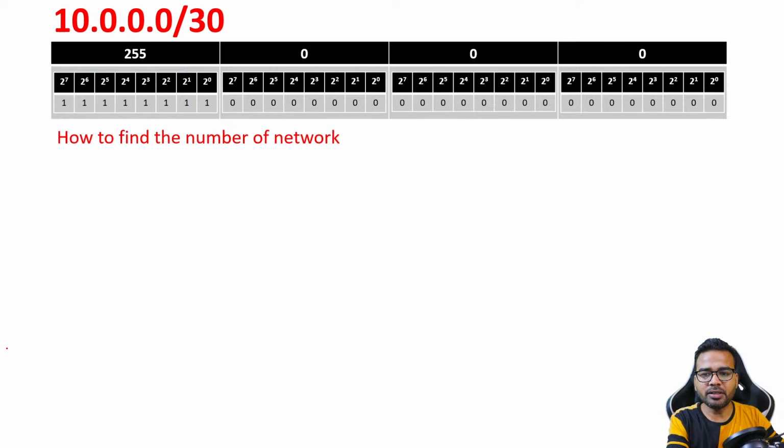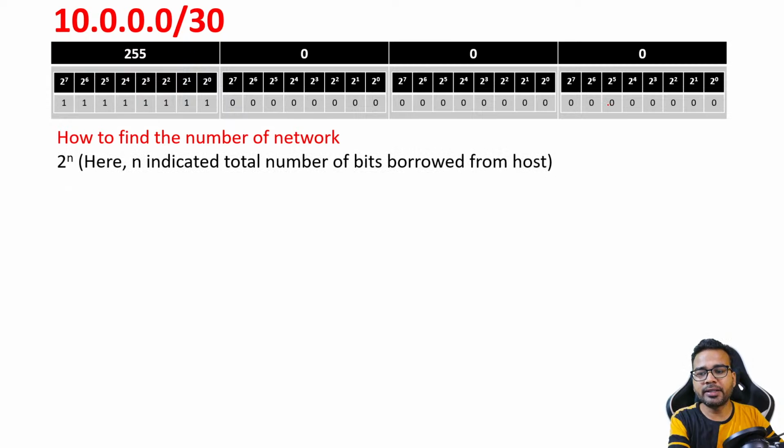Now let's find the number of networks. We have borrowed so many bits from the host, right? So how many networks are you going to get from this IP address? Let me show you. The formula for finding the number of networks is 2 to the power n, where n indicates the total number of bits borrowed from the host.